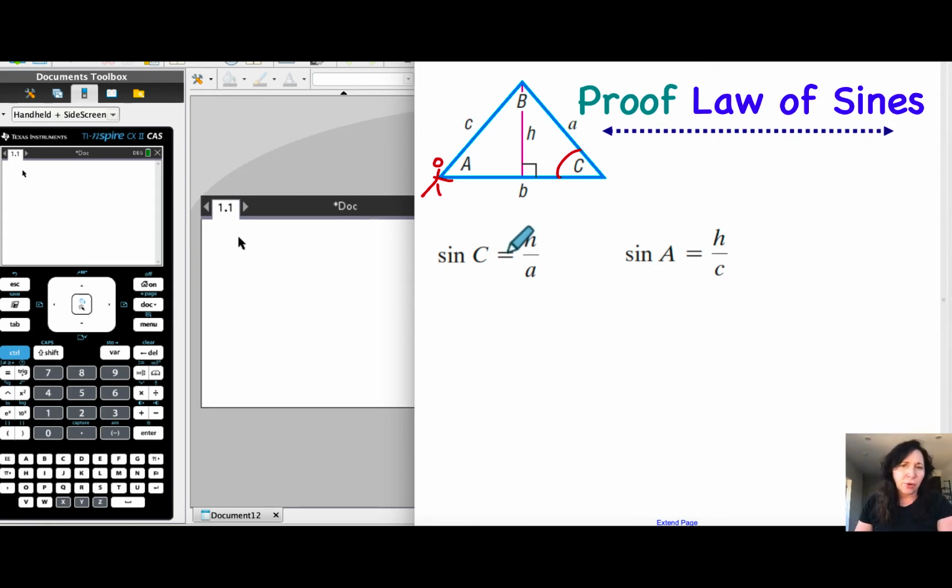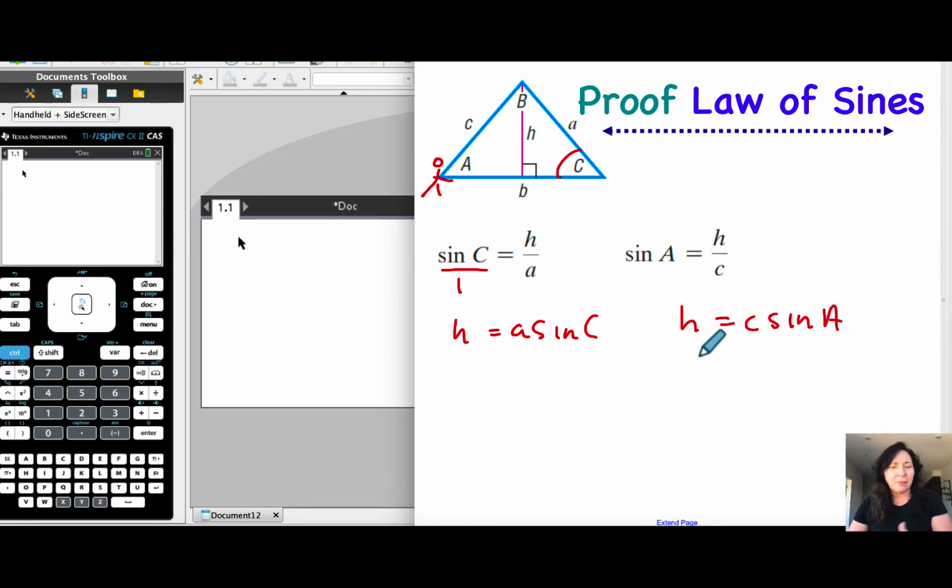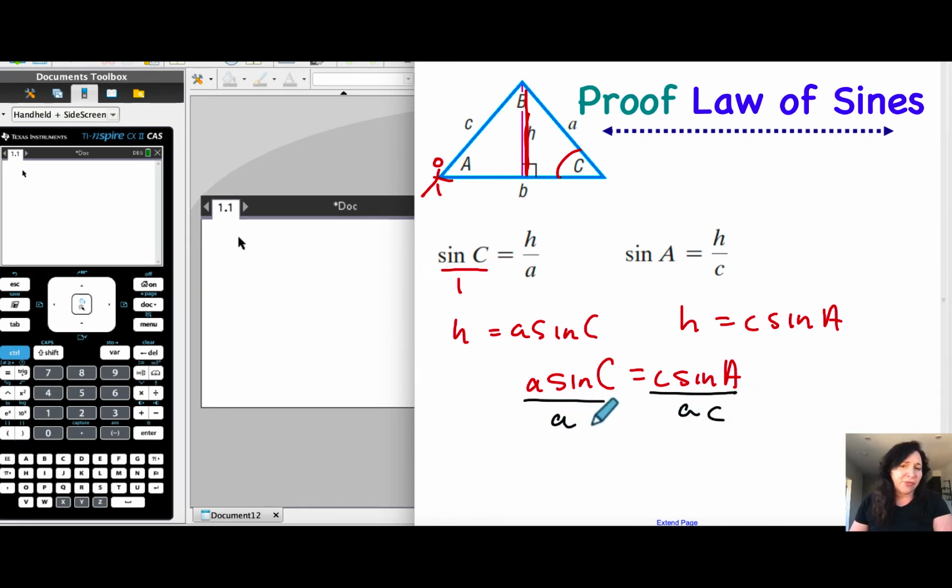If I take those two trig functions, sine of C is h over a and sine of A is h over c, and I solve for h, meaning I cross multiply, I get h equals a times sine of angle C, and h equals c times sine of angle A. Because the h's are the same height, I set the two equations equal to each other: a times sine of angle C equals c times sine of angle A. Then I get my coefficients down below by dividing out the a and dividing out the c. The c's cancel, those make 1, and I end up with sine of angle C over little c equals sine of angle A over little a.